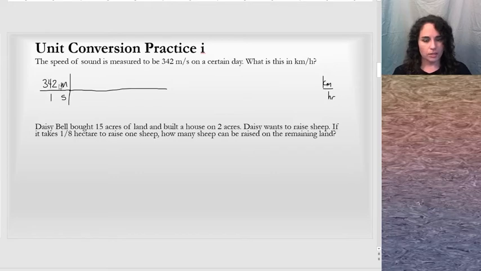Then I ask myself, do I want to deal with the length first or do I want to deal with time first? Let's deal with the length first. I know that there are 1,000 meters in 1 kilometer. So I dealt with the length. What else do I know? I want to go from seconds to hours. So there's 60 seconds in 1 minute, and then there's 60 minutes in 1 hour.